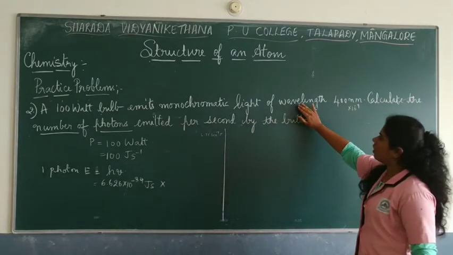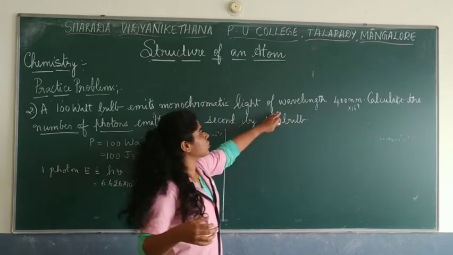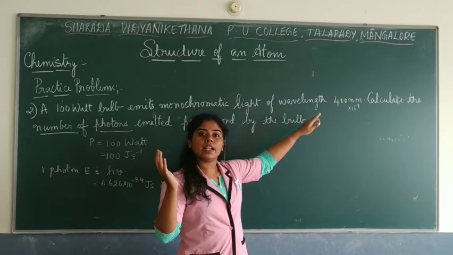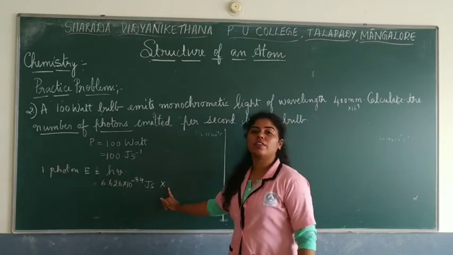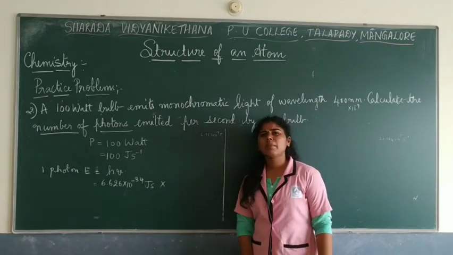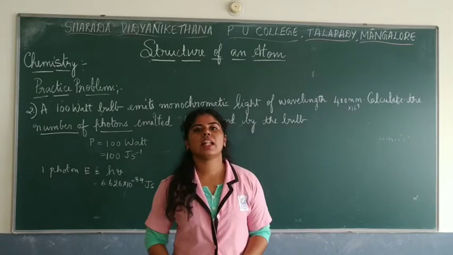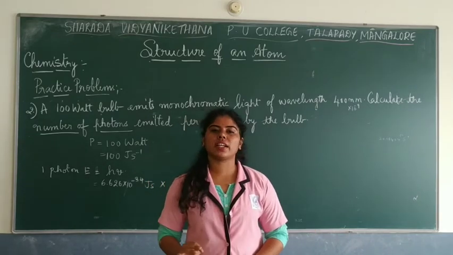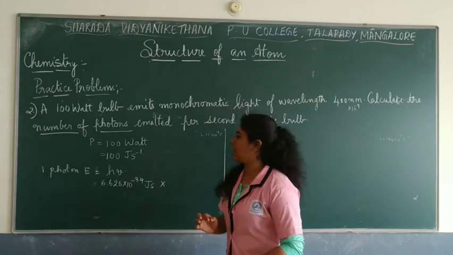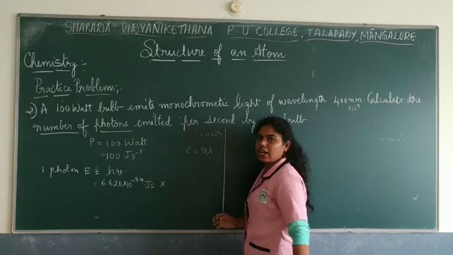And nu is given here. What is nu? Frequency. But in the question, the wavelength is given. Now what do we do? Instead of frequency, we are given the wavelength, right? So what can be done here? Any relation which comes to your mind which relates wavelength and the frequency? Somewhere you must have studied about this. So what is it? It is c is equal to nu lambda.